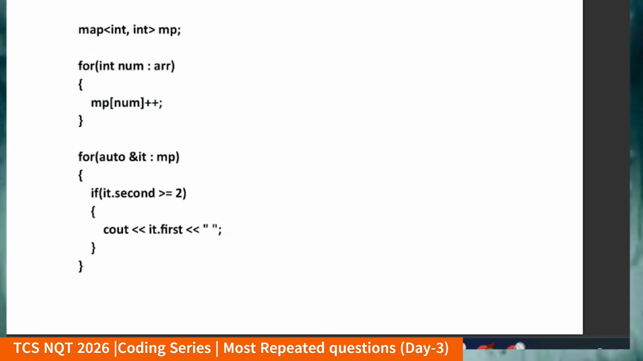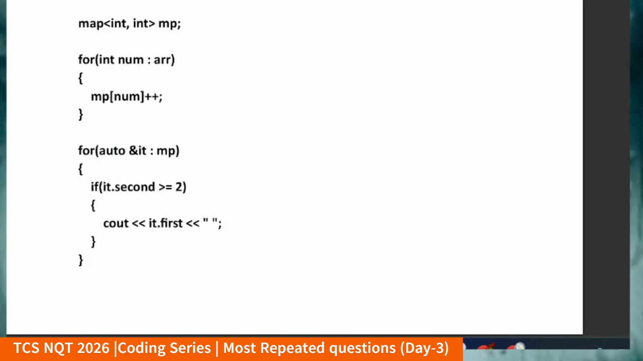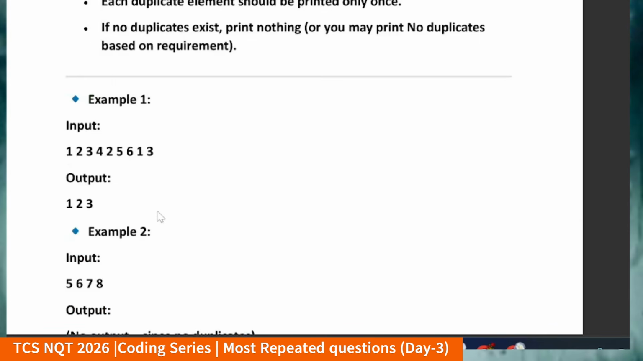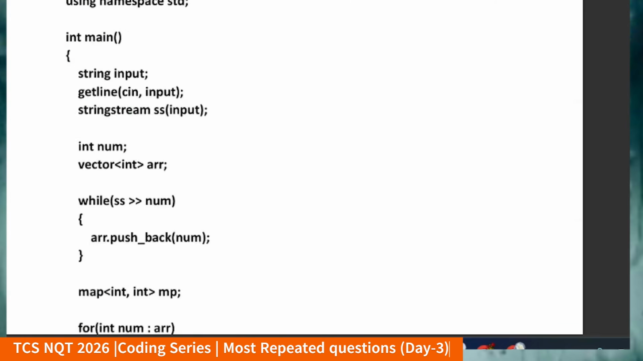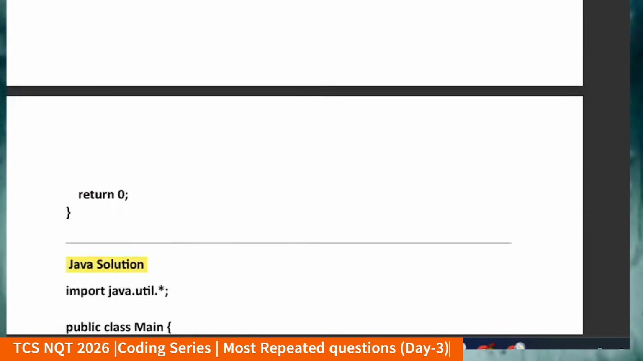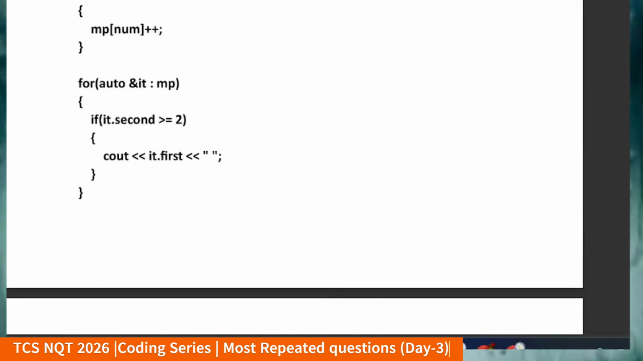Okay, now for auto& it in mp, I will just traverse the map and check whether it.second is greater than or equal to 2. If so, then I will cout the it.first, because you have to print the duplicate elements. You can go through the question; you have to just print the duplicate elements. So I'm just outputting the value. So this is the approach.